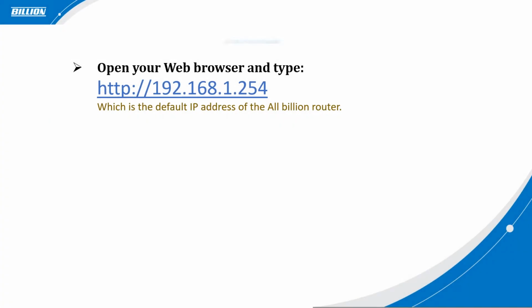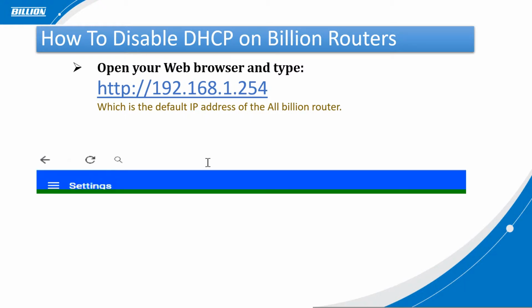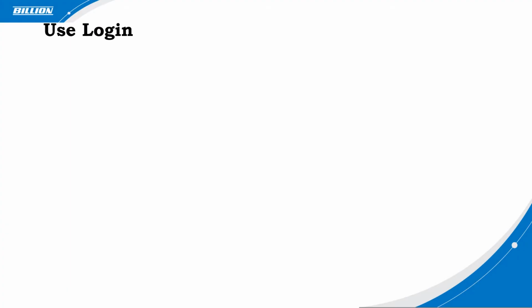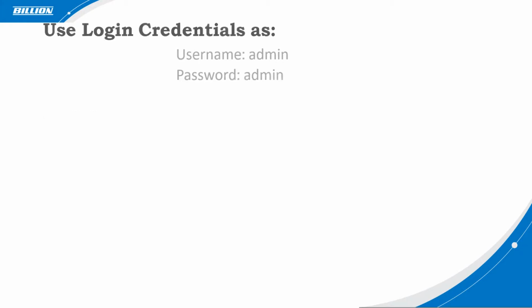Now we are going to see how to disable DHCP on Billion routers. To do so, open up a web browser and type the default IP address of the router, say 192.168.1.254 and press Enter. On the sign-in pop-up window, type username and password as admin, which is the default router password. Note that it's not the username and password for Wi-Fi. Router credentials are set default by the manufacturers.